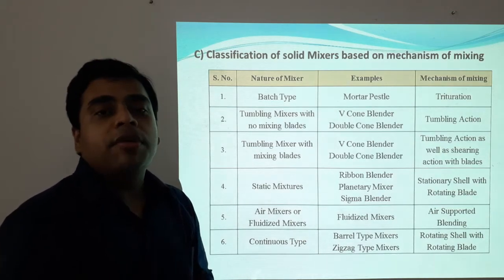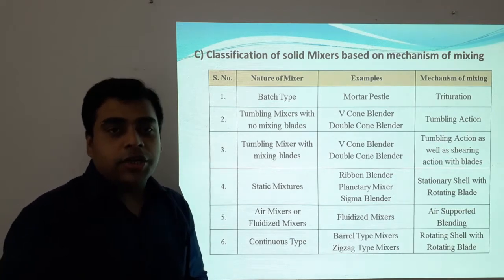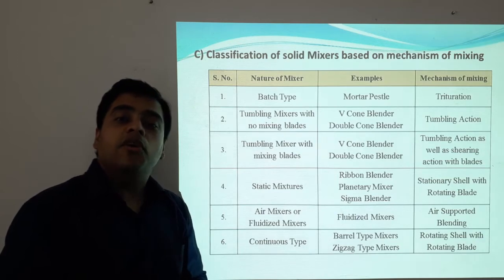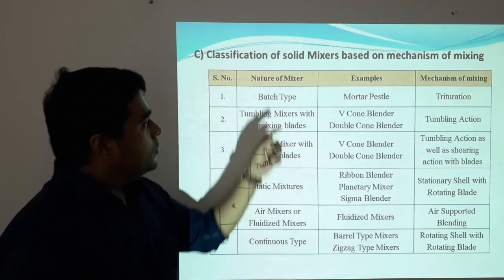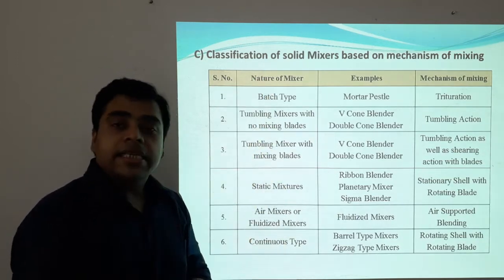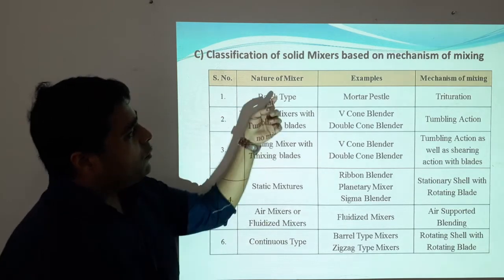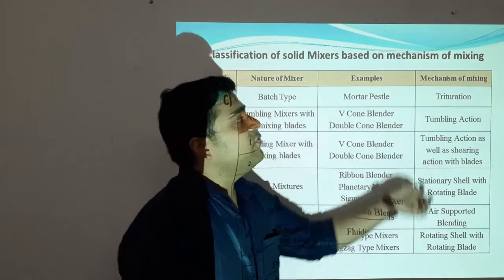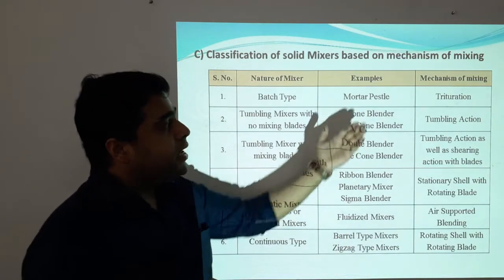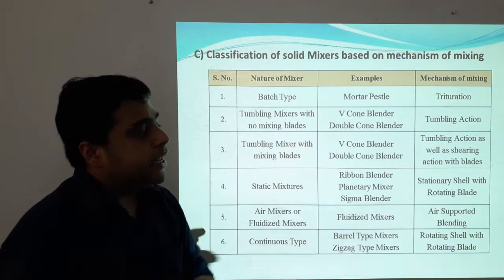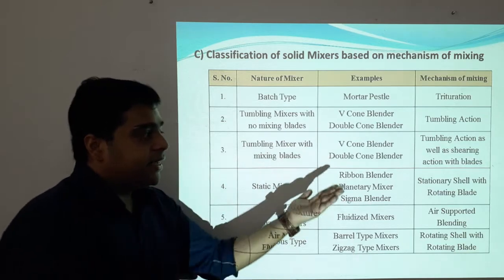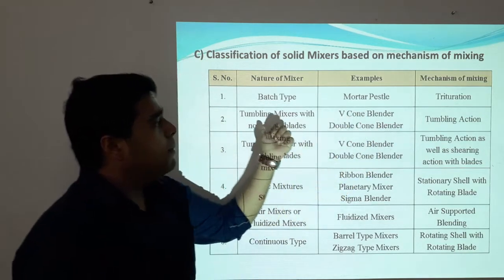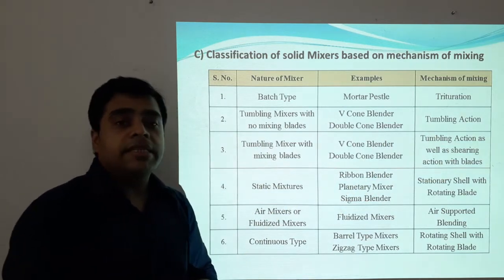I am Anindya Goswami from Smriti College of Pharmaceutical Education, and we were discussing different types of mixers used for mixing of solids. So this was the classification which we had discussed in the previous class, and we were discussing the different types of mixers based on the different mechanisms of mixing, like trituration, tumbling, then with the help of agitator blades, then stationary shell. So we were discussing tumbling action or tumbling mixtures with no mixing blades.